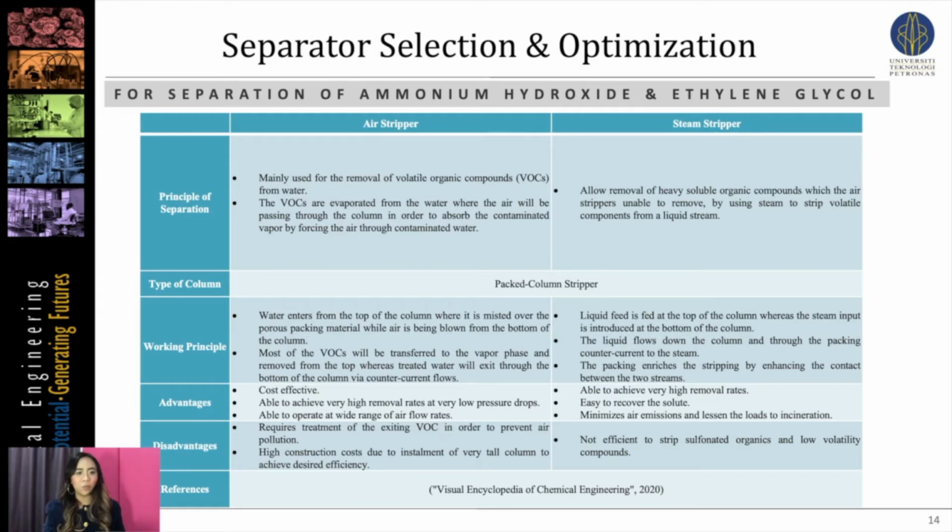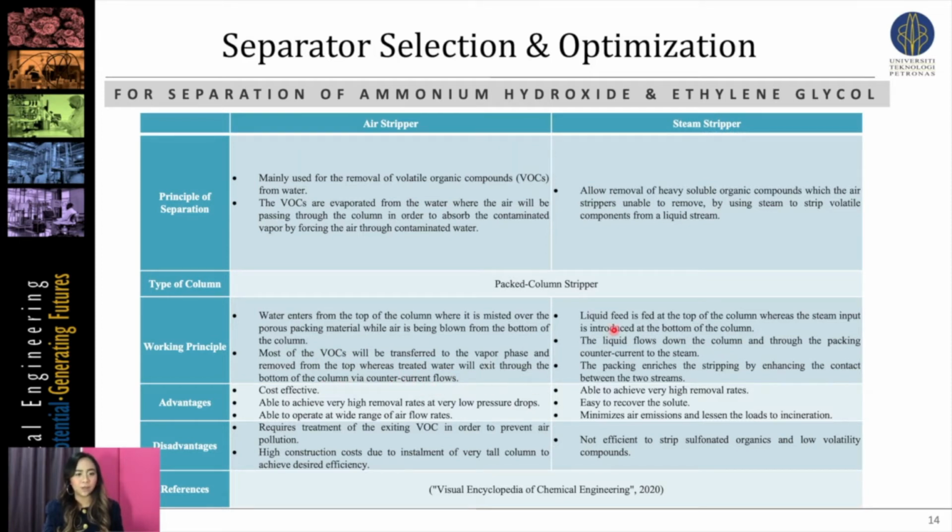For the air stripper, water enters from the top of the column where it is misted over the porous packing material, while air is blown from the bottom of the column. Most of the volatile organic compounds will be transferred to the vapor phase and removed from the top, whereas treated water will exit through the bottom via countercurrent flows.